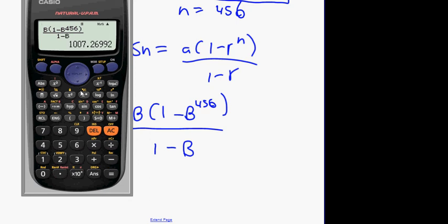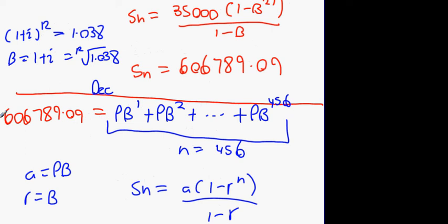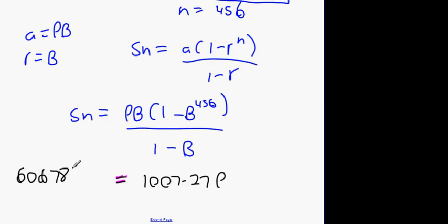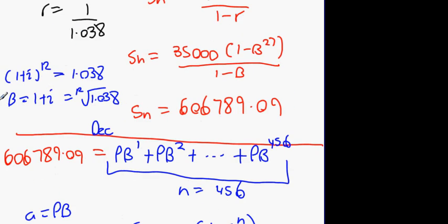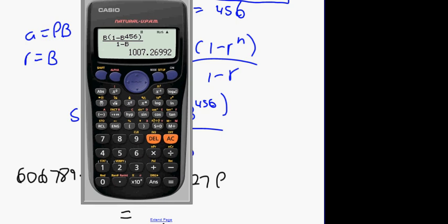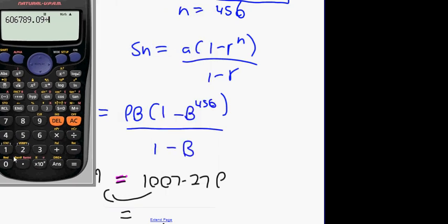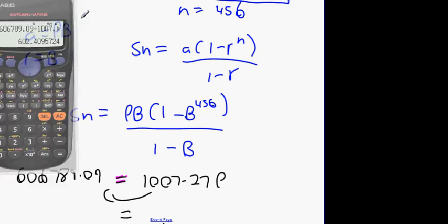What we get here is 1007.27. So 1007.27P equals our number of 606,789.09. Now we're going to divide that number, 606,789.09, by 1007.27. And what we get is our monthly amount is 602.41.